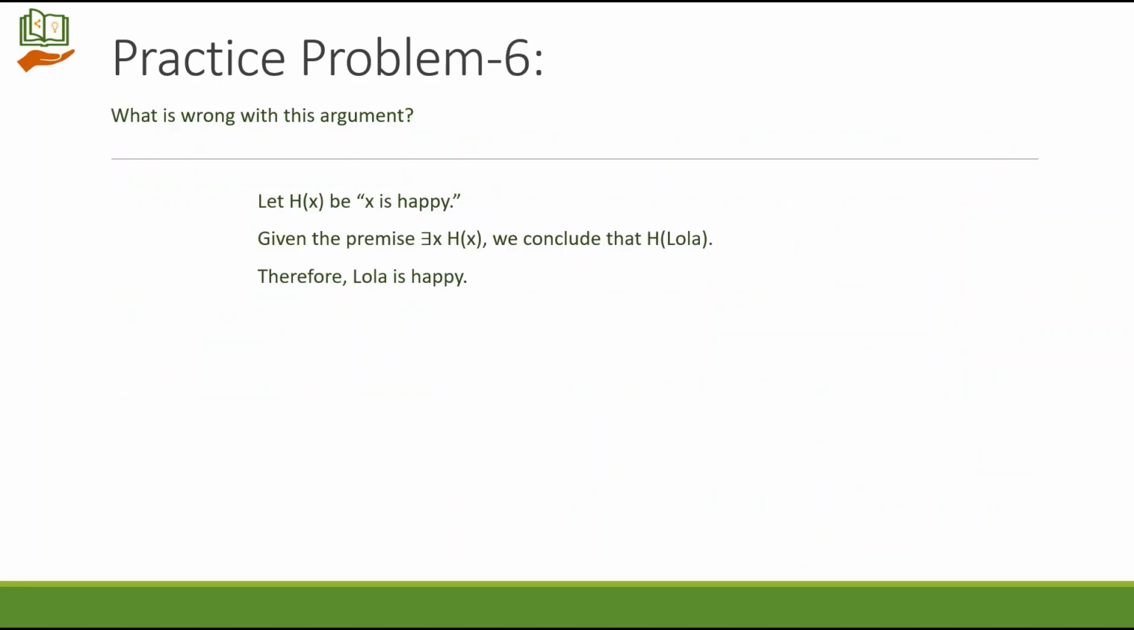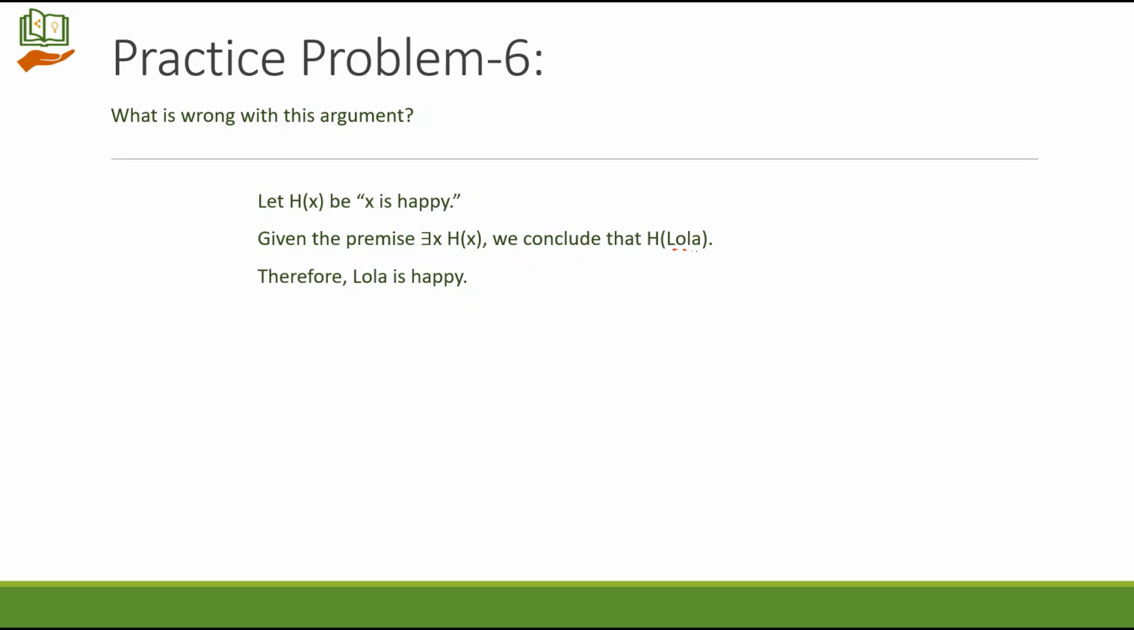Next problem. What is wrong with this argument? Let h of x be x is happy. We are given the premise there exists an x, h of x. We conclude that h of Lola. Therefore, we say Lola is happy. We have put Lola in the place of x. So, instead of x is happy, we will have Lola is happy.